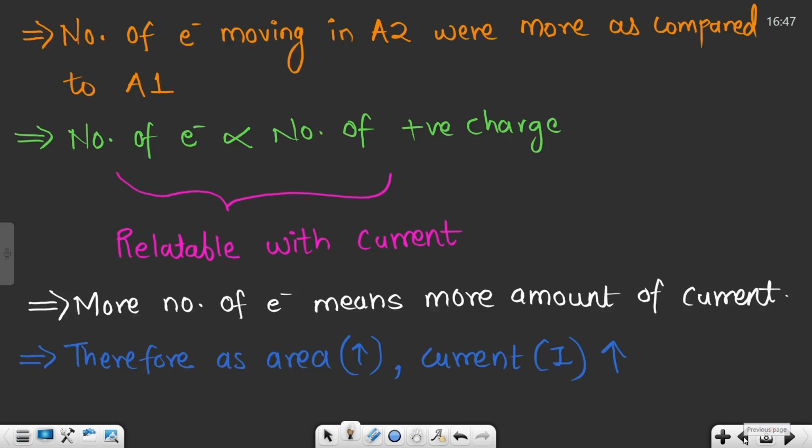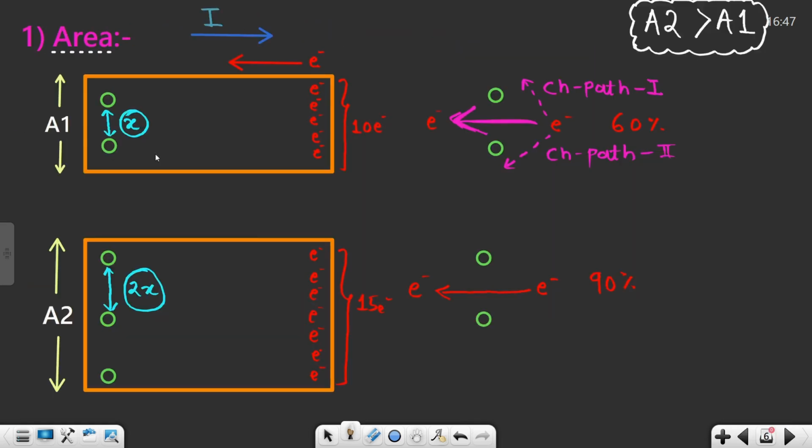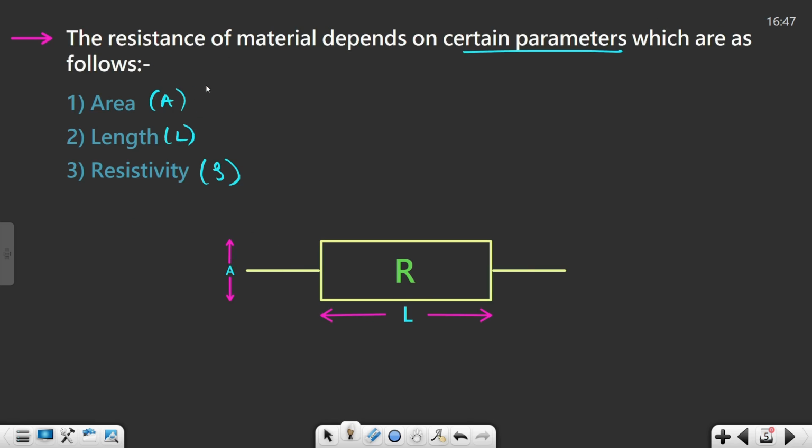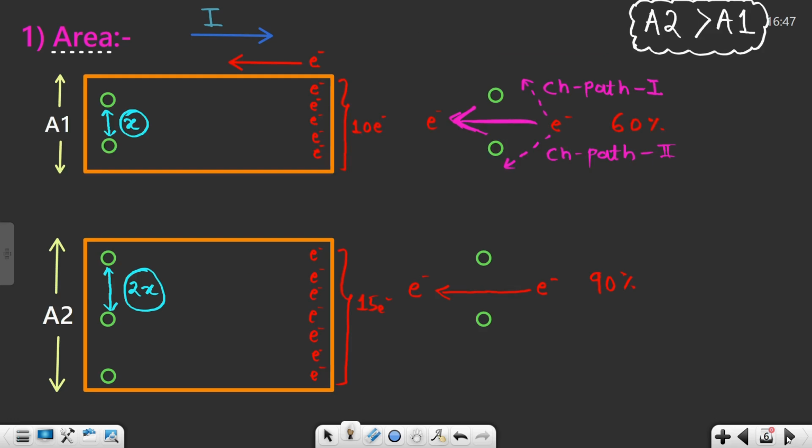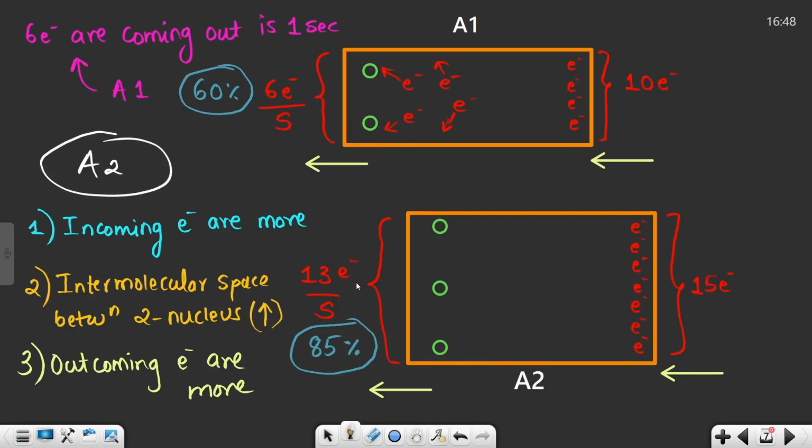So I really hope that you understood how exactly this particular parameter, area, influences the overall resistance of any material, right? If I increase the area of certain conducting material, it is surely going to decrease its resistance. And what is the reason for that? Because it can accommodate more number of electrons. Secondly, the intermolecular spaces between the nuclei are going to increase. Thirdly, due to this, the electrons will easily pierce this gap, and they will come out of this material very easily.